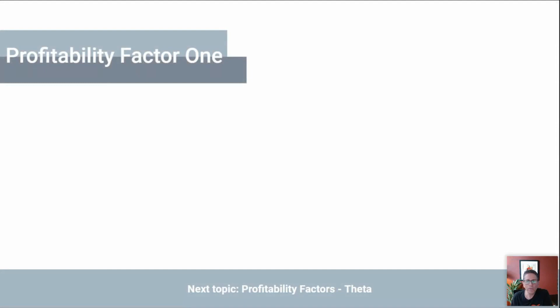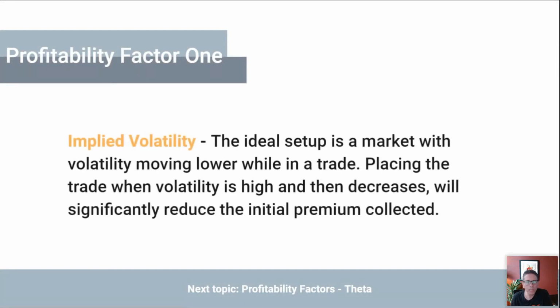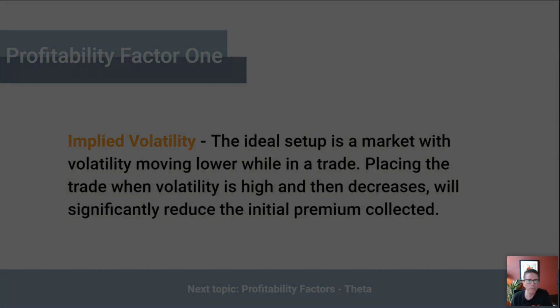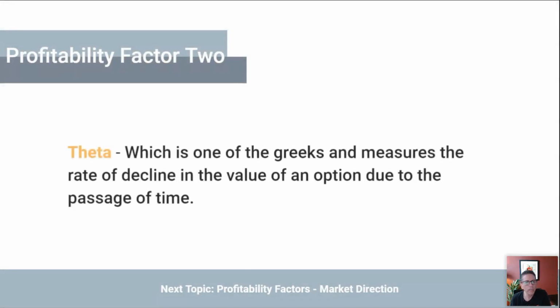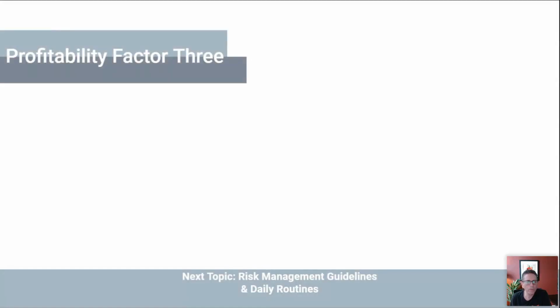Okay. We have profitability factors that we use. Implied volatility is the #1 thing for 0DTE. And so the ideal setup is when volatility is moving higher when you place the trade, and after you place the trade, volatility moves lower. Sometimes that doesn't happen, but that's the ideal condition. Okay. Theta is one of the Greeks, and it measures the rate of decline in the value of the option. So that's really, really important for you to know and where that comes from.